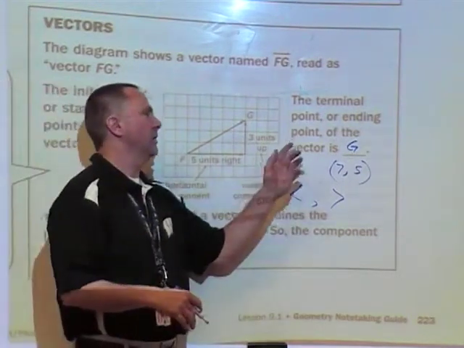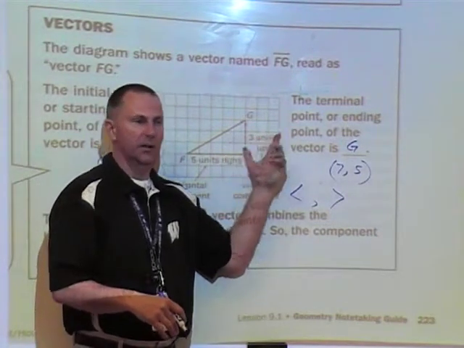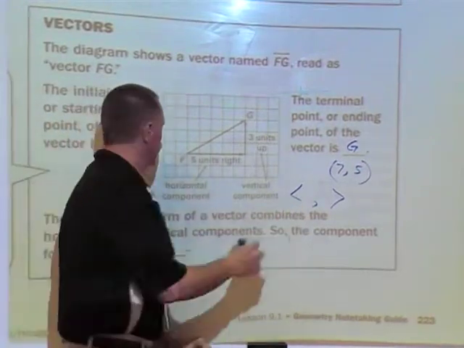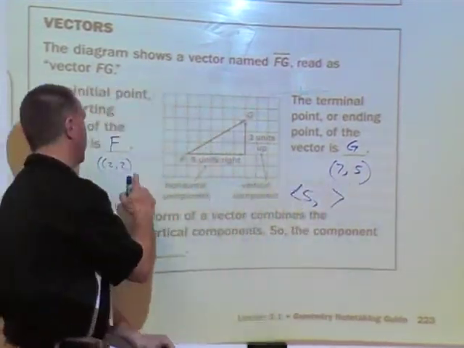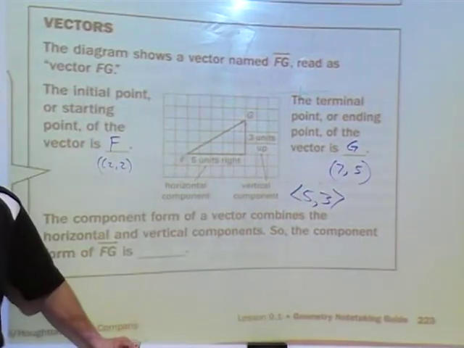That's how we actually find vectors. You take the ending point of your vector minus the beginning point, and that gives you your x value. So 7 minus 2 is 5. 5 minus 2 is 3. So that's what these are right there. The vector is 5, 3. Vector FG is 5, 3.